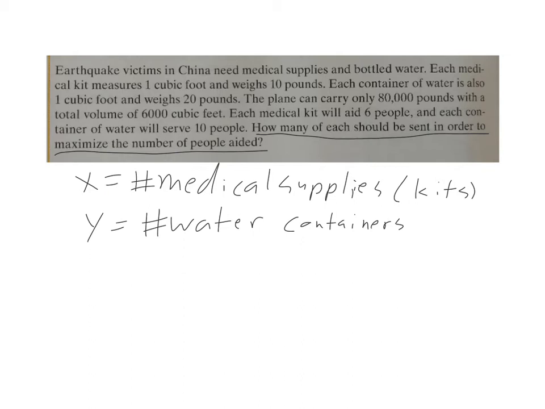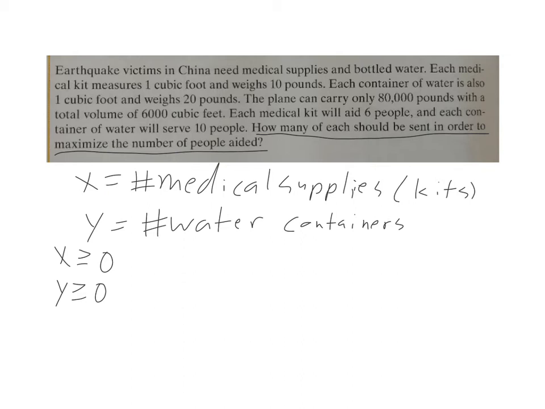How many of each? How many medical kits? How many water containers? Now we define our inequalities. These are the parameters. One thing that should hopefully be fairly obvious is we cannot have negative numbers of these items. So x and y both need to be greater than or equal to 0. That defines the left and bottom part of our feasible region.